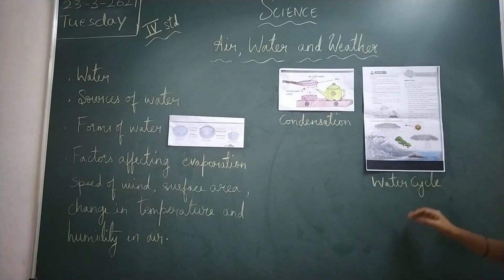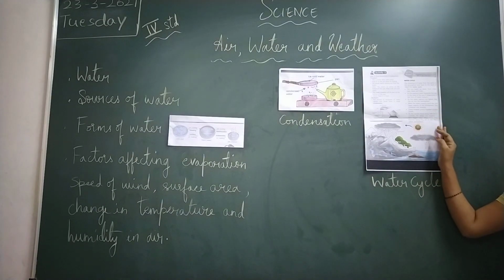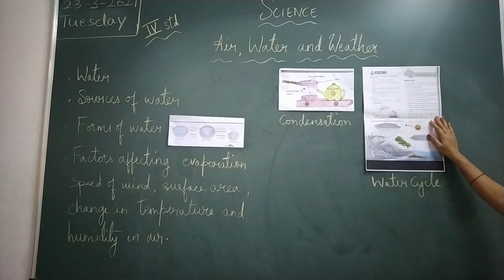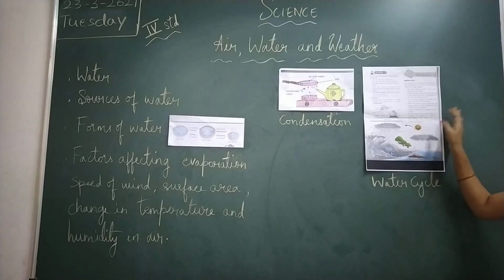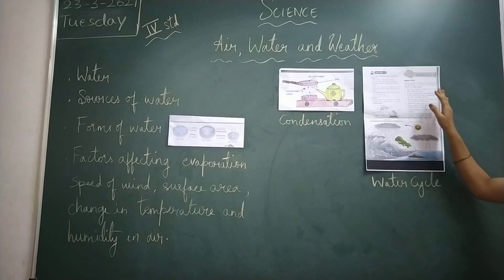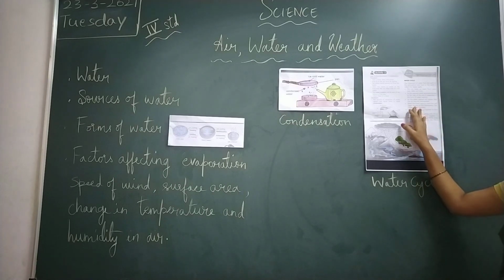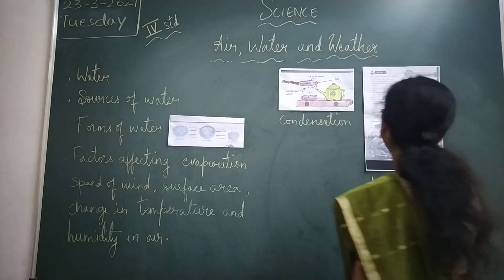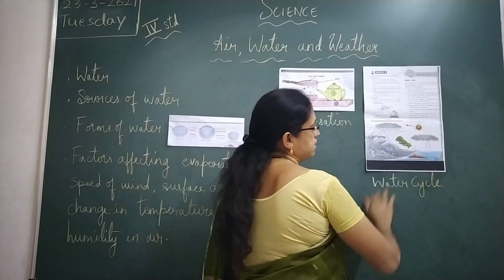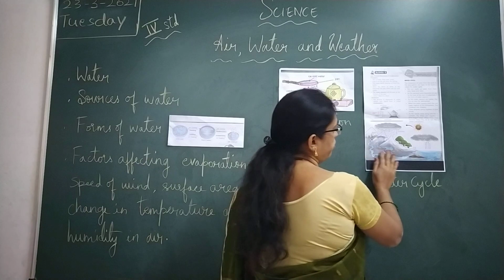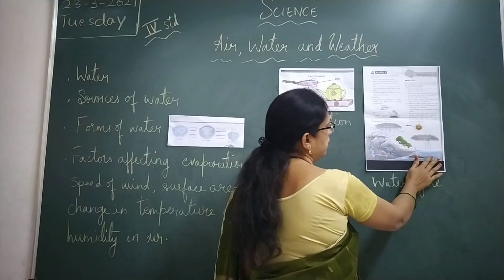The next topic is the water cycle. So what is the water cycle, children? The movement of water from the earth to the atmosphere and back to the earth is called the water cycle. The sun heats up the water from rivers, seas, lakes and oceans.